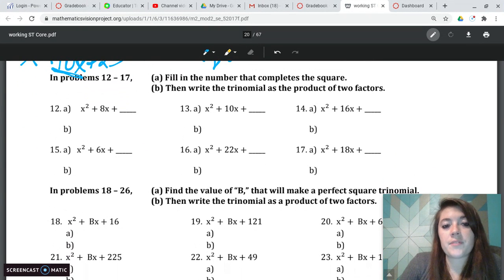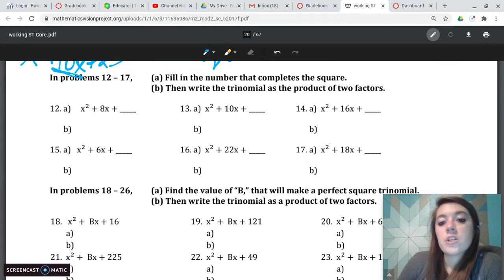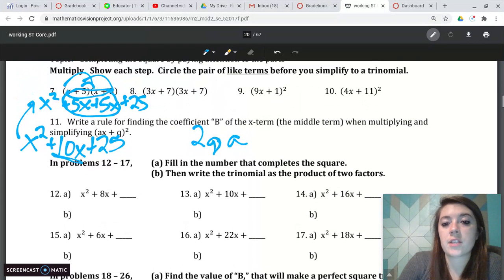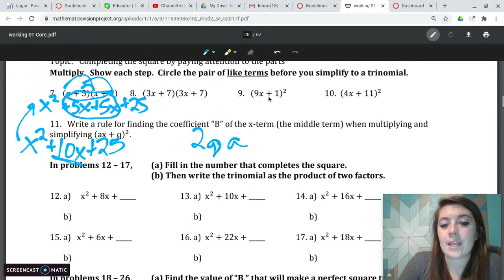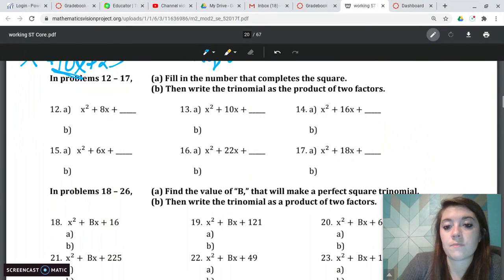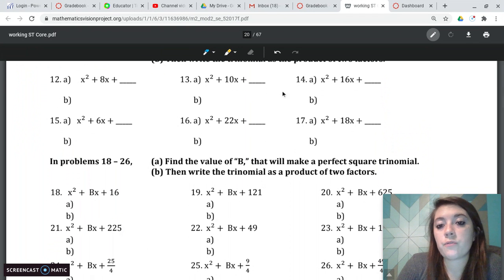In problems 12 through 17, fill in the number that completes the square, then write the trinomial as the product of two factors. So writing it as a product of two factors, that just means writing it like this. So writing it as 9x plus 1 quantity squared. That's writing it as two factors. So we're going to do 14 together.